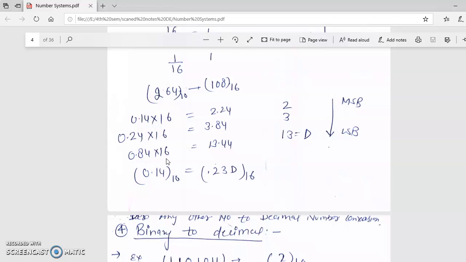0.84 is multiplied by 16, we get 13.44, means 13 is written here. If with 3 digits after the decimal point we get 3 digits, it is from MSB to LSB, MSB here at top and LSB at bottom. It means 2, 3 and 13. In hexadecimal, 13 we can say is D, since the digits go A, B, C, D up to F. Okay, it means it is D. So the answer is that 0.14 in the decimal number system is equivalent to 0.23D. It is our decimal conversion number system.